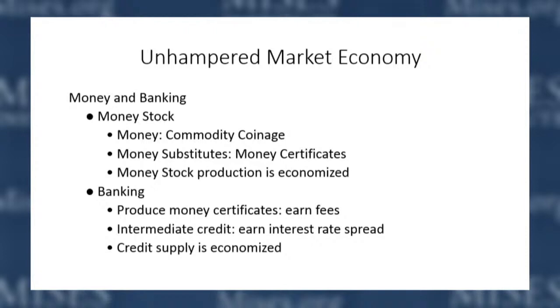And then let me mention at the end here on banking this point about credit supply being economized. Since banks are 100% reserve, of course, they just charge fees for checking accounts or banknotes, whatever the money substitute is. But they still intermediate credit. In other words, they're middlemen in the credit markets. They borrow money from savers, and then they pool it, and they investigate creditworthy investable projects, and they lend the money to investors. And just like any middleman, just like Walmart, they buy wholesale and sell retail.